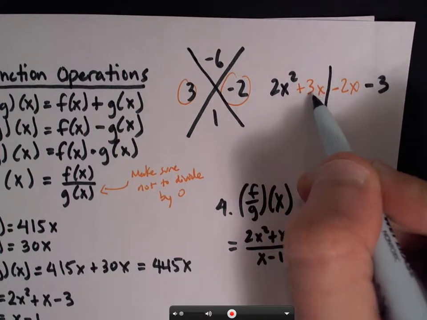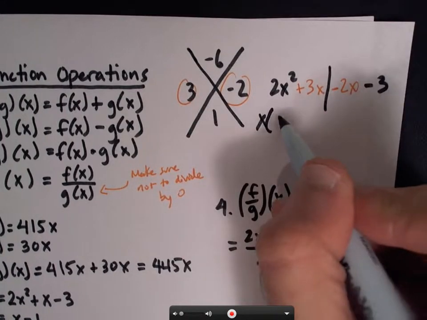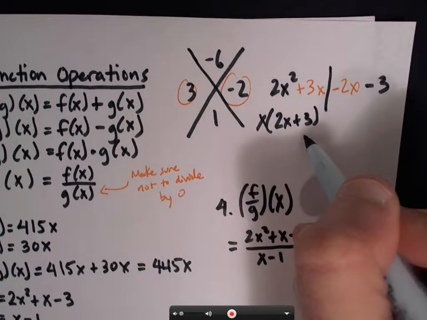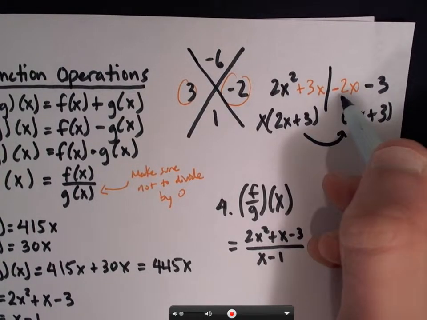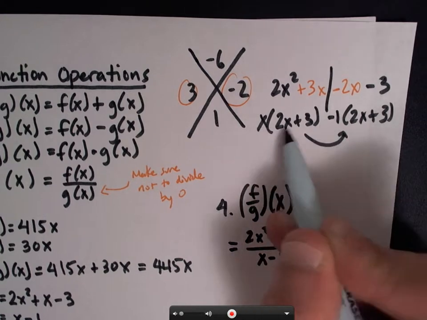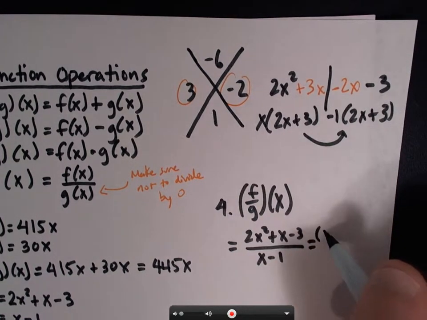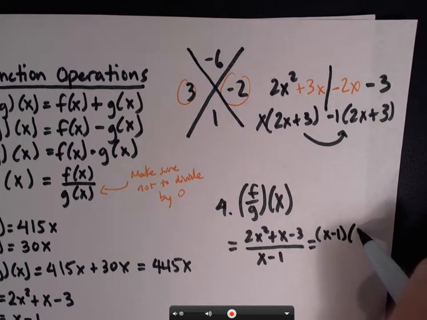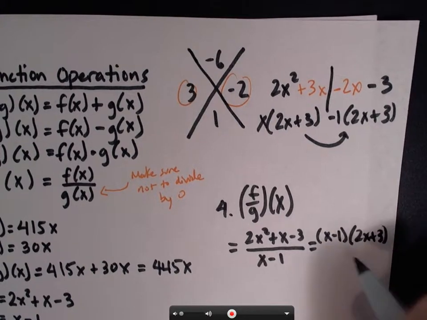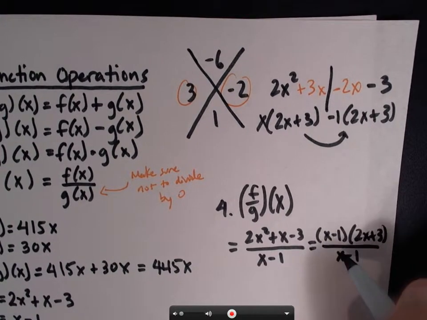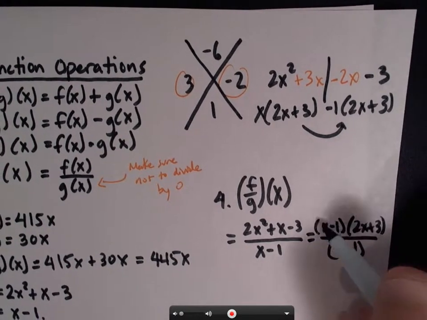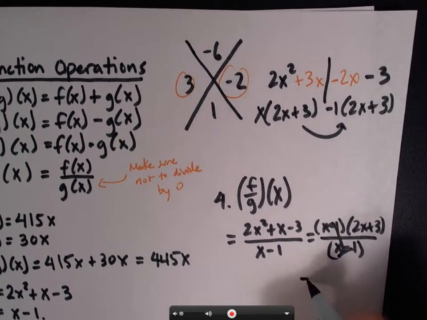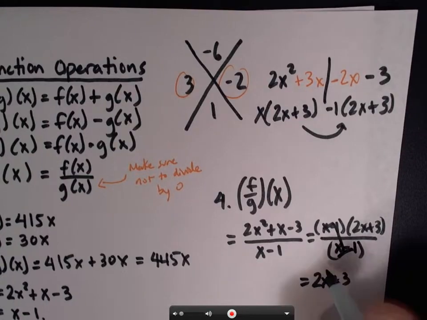Let's take the GCF over here. That's going to be x, 2x plus 3. Copy that over, 2x plus 3. And therefore I fill this in, that needs to be a negative 1. So our factors are going to be x minus 1 times 2x plus 3, all over x minus 1. Okay, great. So now I can see that I have an equivalent form of 1 here, so I can cross that out, and we just get 2x plus 3.